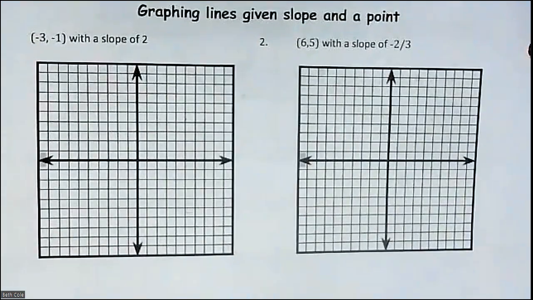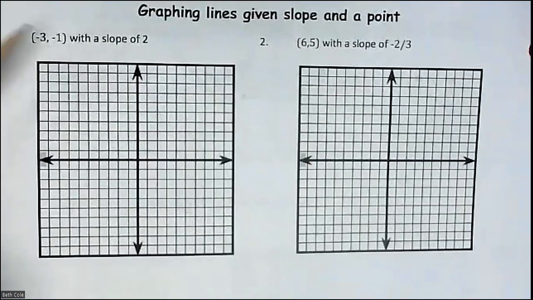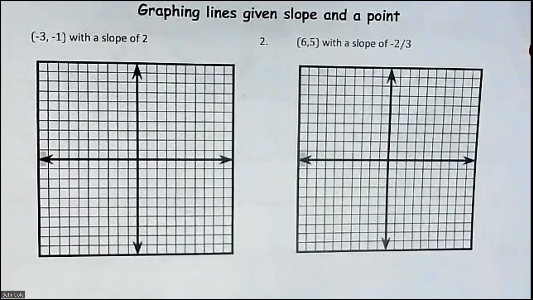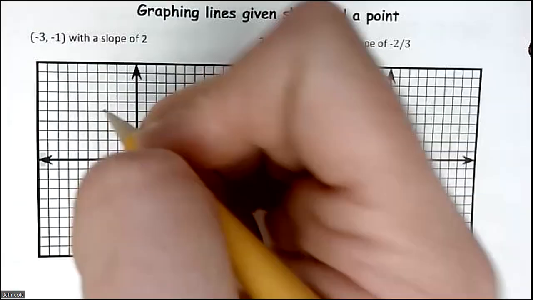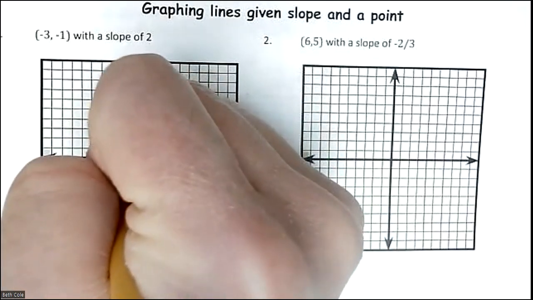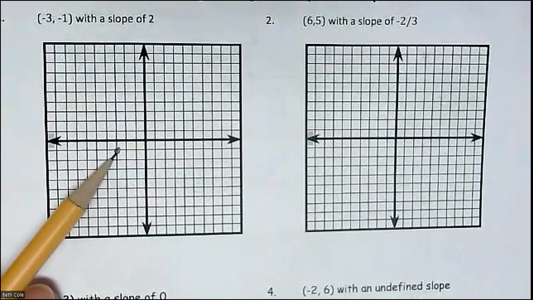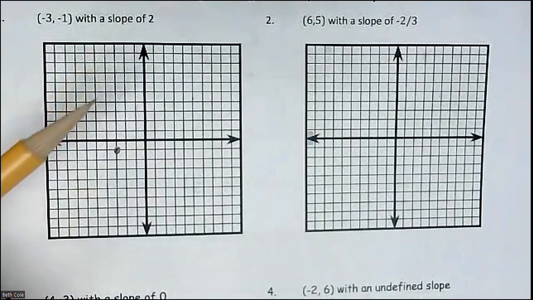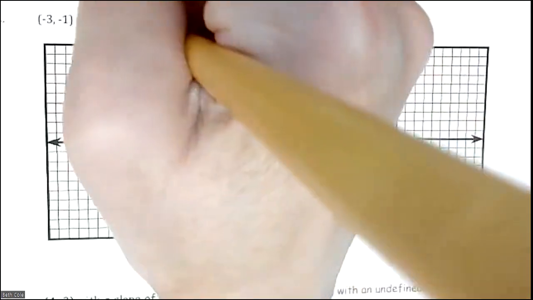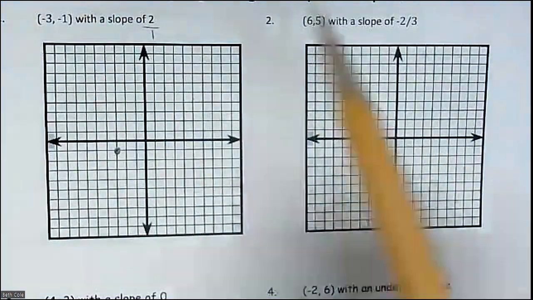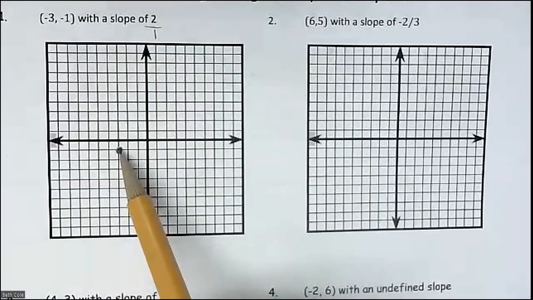These ones give you a starting point though, so you have to actually start in the correct place. -3, -1. Oh, let's review the quadrants. What quadrant is that in? Quadrant 3. You're going to go -3, -1. It would be right there. Quadrant 3. And then we want to do a slope of 2. Now it's really 2 over 1. So those are instructions telling you from this starting point to go which directions?